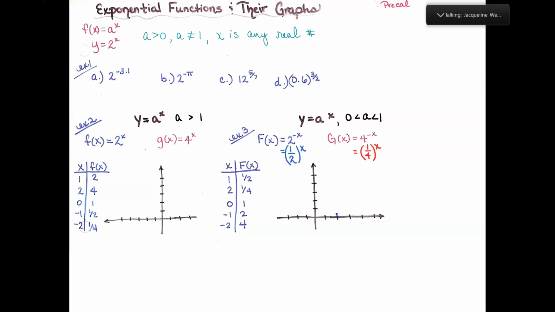So a has to be a number that's greater than 0 but not equal to 1. And then your exponent, x, just has to be a real number. Can't be imaginary, just a real number. So it could be positive, negative, decimal, fraction. It could even be something like pi.